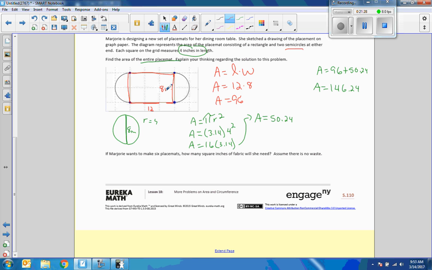So this should say 8 inches. 4 inches. This is inches. Inches squared. And my final answer, inches squared. And finally this one here, inches squared. So my final answer is 146.24 inches squared.